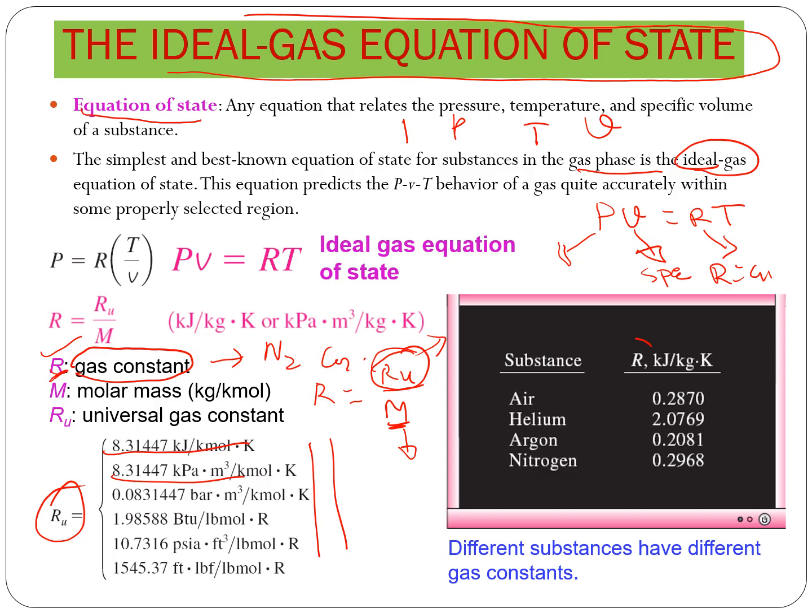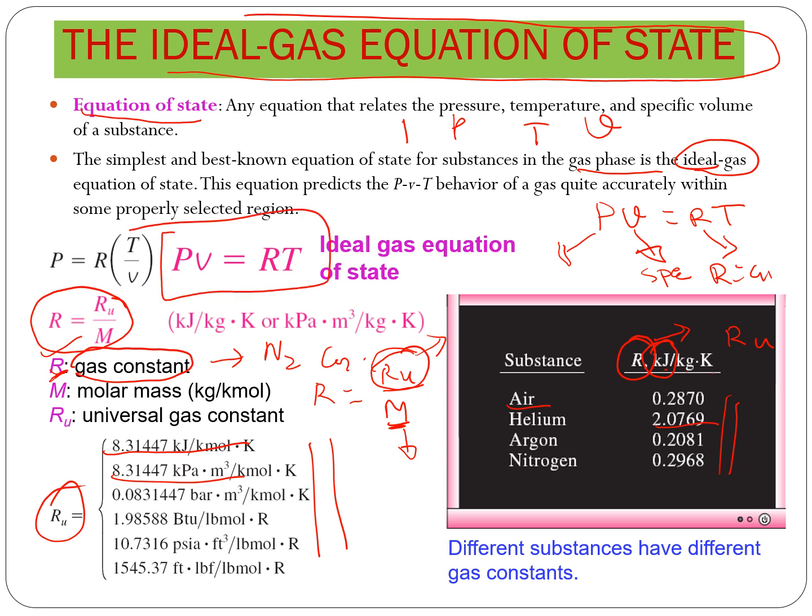For instance, the gas constant. R is the gas constant and Ru is the universal gas constant, and this relation shows how they are related. For air, it is 0.2870 kilojoule per kg per Kelvin, so you have to be careful with the units. For helium, this is the value. These values will be given in the table, and you should know how to make use of the table and get the value of the gas constant. So this is the basic equation.